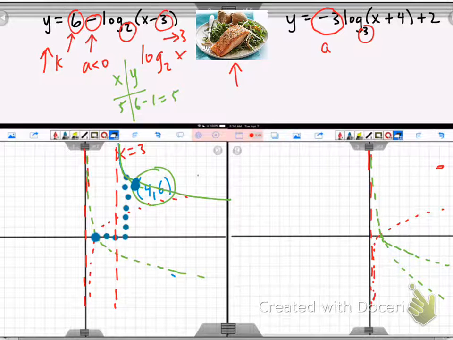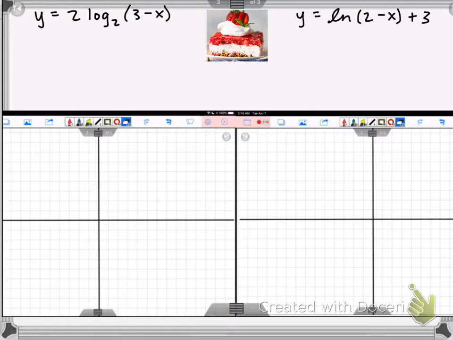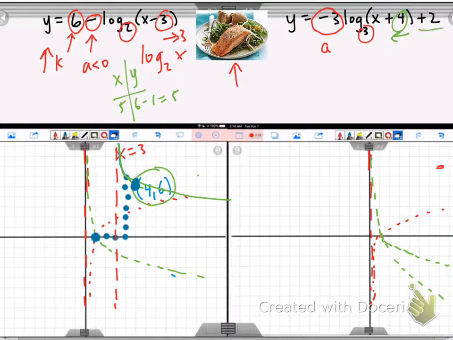So let's go ahead and move the green graph to the left 4 units, and then we're going to go up 2 units. So we take the green graph and we go left 4: 1, 2, 3, 4, and then we go up 2: 1, 2.